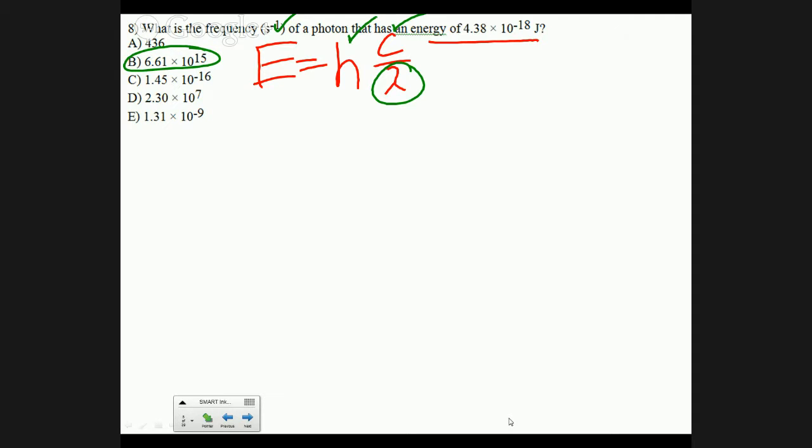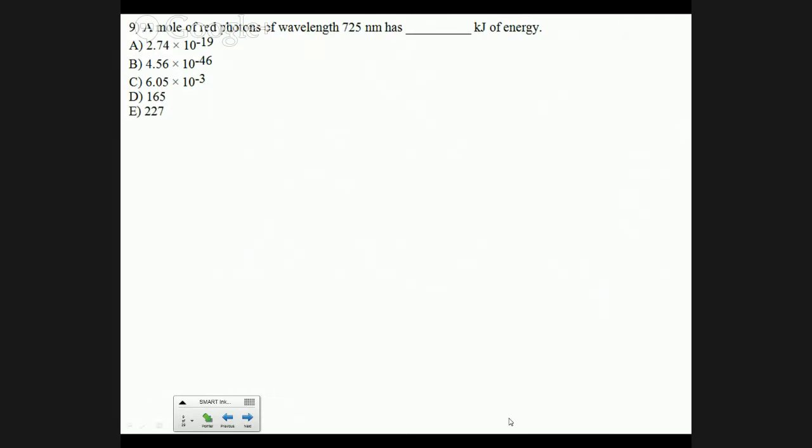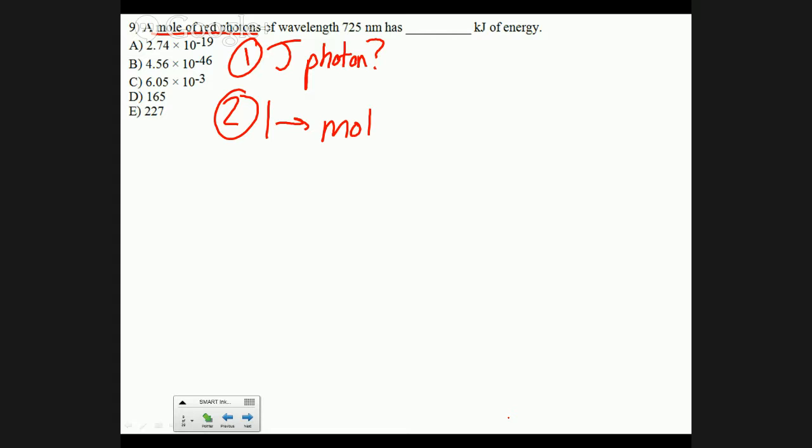All right, 9, last one. A mole of red photons of wavelength 725 nanometers has blank kilojoules of energy. So the first thing we're going to have to do is figure out how many joules are in one photon, right? Second thing we're going to have to do is go from one photon to a mole of photons. And then we're going to have to convert joules to kilojoules.